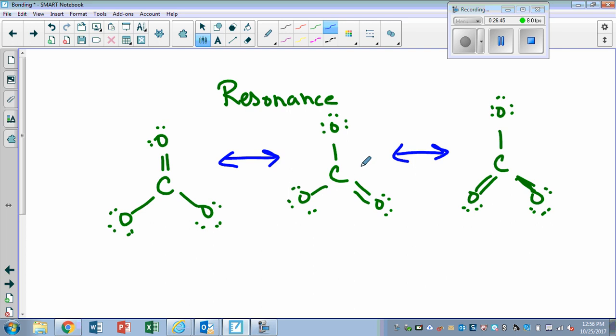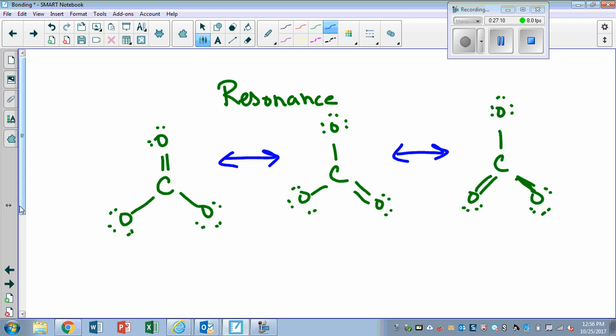So resonance refers to a molecule or a polyatomic ion in which 2 or more possible Lewis structures can be drawn. Like right now I drew 3, but not the actual structure. So none of them is the actual structure. The actual structure is going to be the intermediate structure of these 3 structures.